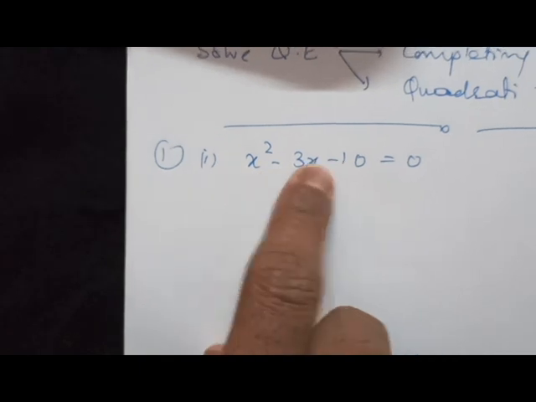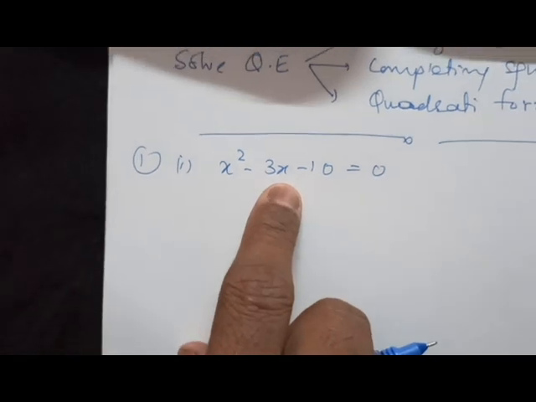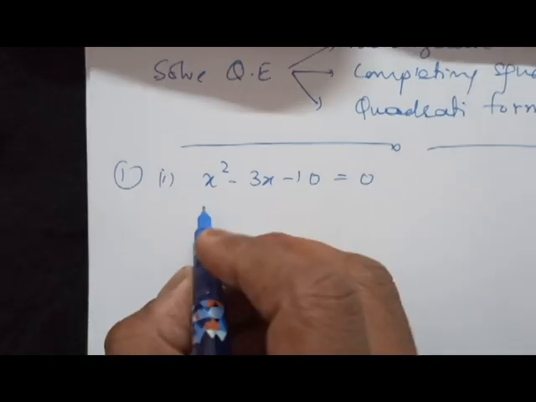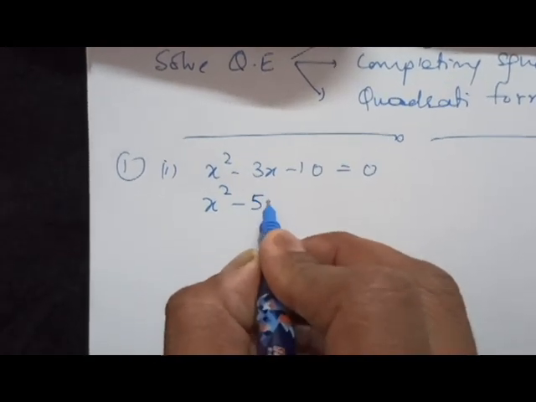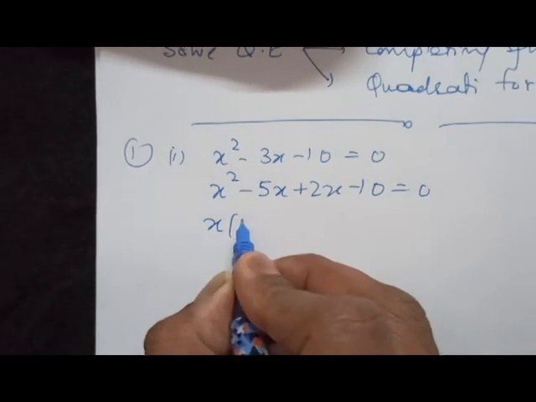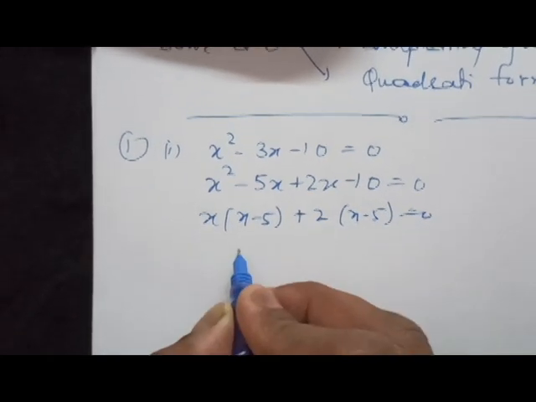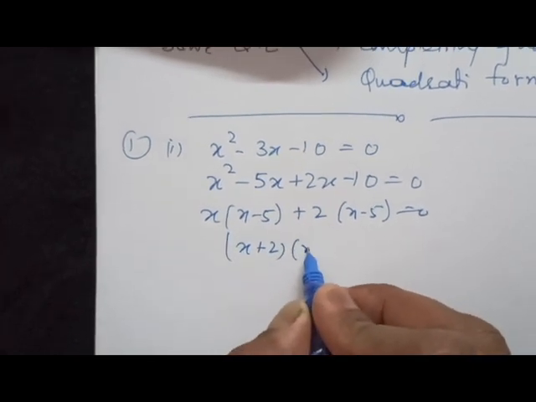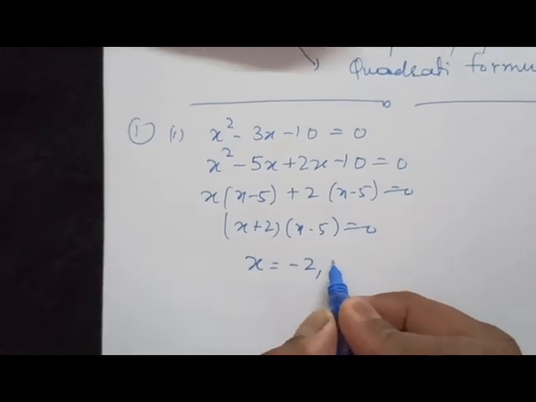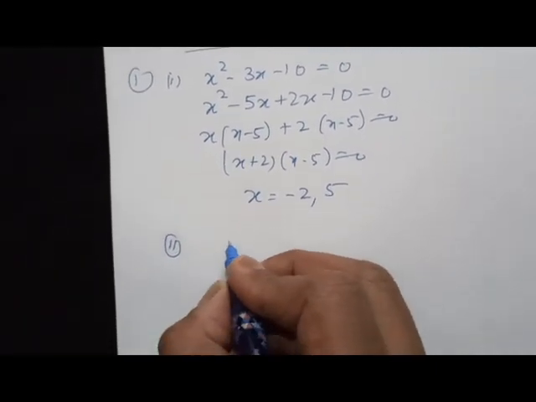Whenever you have a negative sign here and the product is also negative, then it means that of the two terms which we are going to split, the bigger term will have a minus sign and the smaller term will have a positive sign. So it will be x square minus 5x plus 2x minus 10 is equal to 0. Take x common, x minus 5. Take 2 common, x minus 5 is equal to 0. So we have x plus 2 into x minus 5 is equal to 0. So the roots are minus 2 and 5. So minus 2 and 5 are the roots of this quadratic equation.